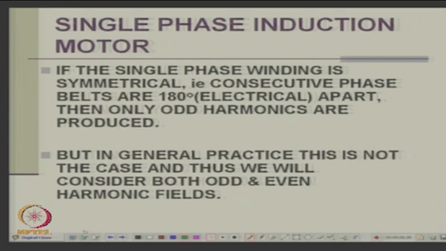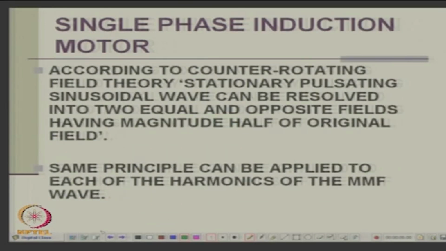Now, if the winding is symmetrical, then only odd harmonics will be present and no even harmonics, that is what we said. If the windings are made asymmetrically, if the pitch factor is there, if it is not 180 degrees spread between the positive and negative phase belts, then it will give rise to even harmonics also. So, in general you can take both even and odd harmonics.